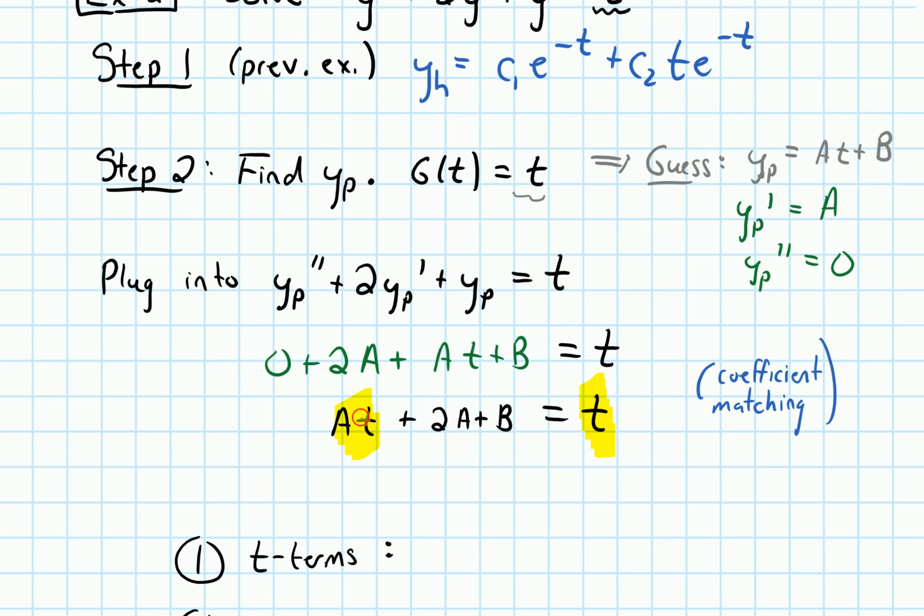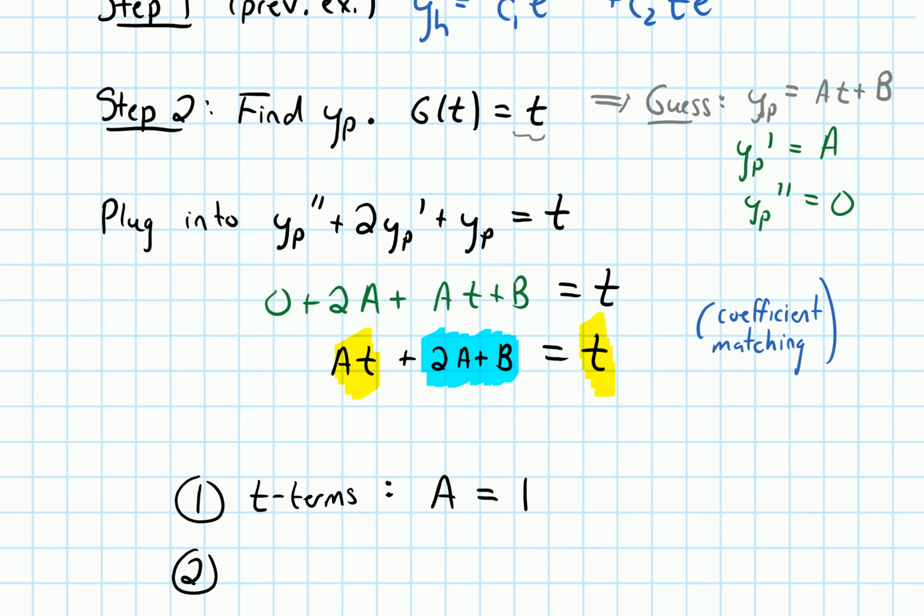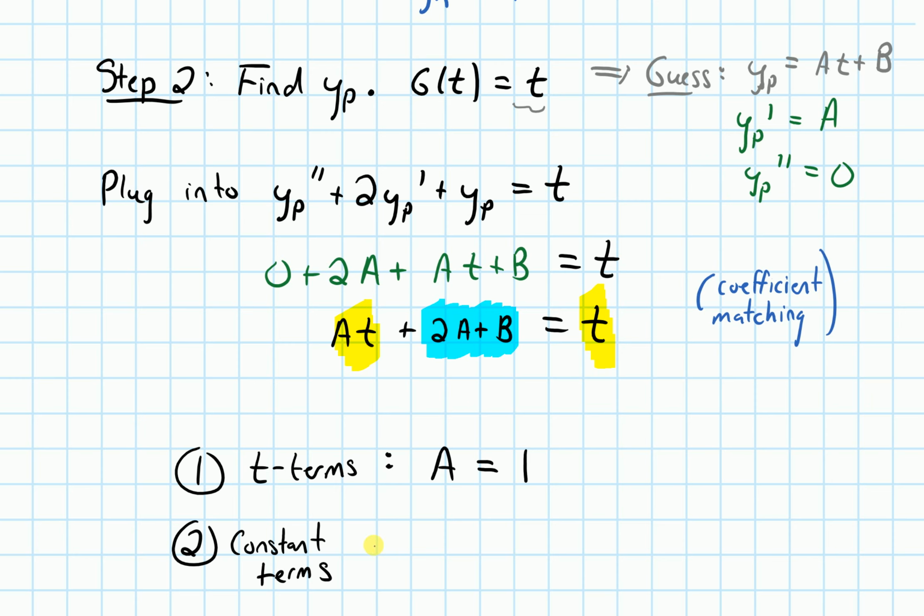So the t terms need to be the same, so their coefficients need to be equal. On the left-hand side, that coefficient of t is a. On the right-hand side, the coefficient of t is 1. So a needs to be equal to 1. But we also have constant terms. The constant term on this side is 2a plus b, and there's no constant term on the other side. But still, those constant terms need to match up for these functions to be equal. So the constant terms also need to be equal, because these functions need to be equal for all values of t.